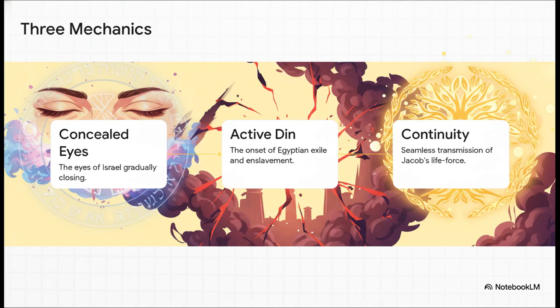But then we hit the third reason, and this is the most vital one: hidden continuity. Despite the closing eyes, despite the harsh judgment, there is a seamless transmission of Jacob's life force that survives completely secretly in Egypt.